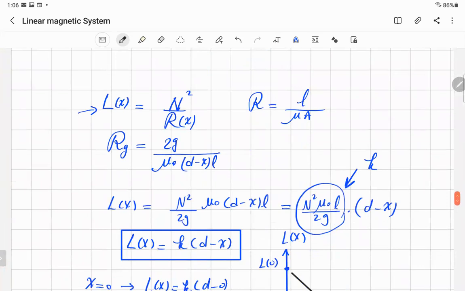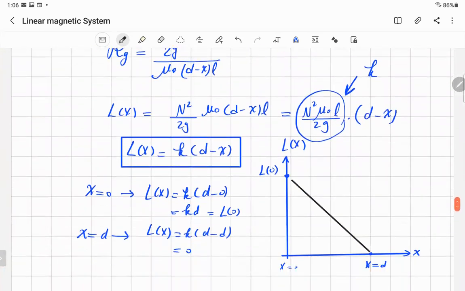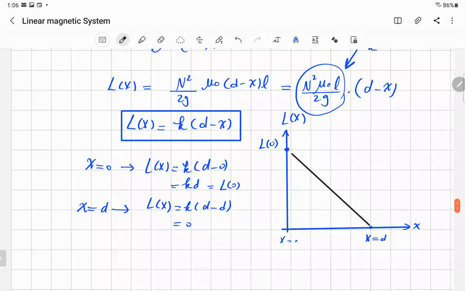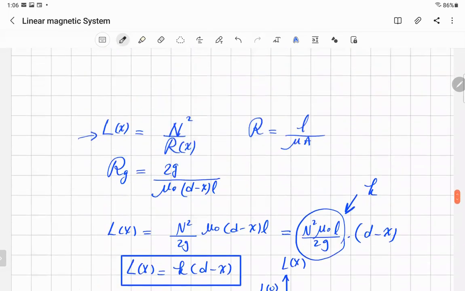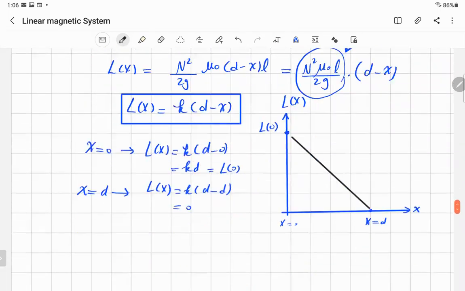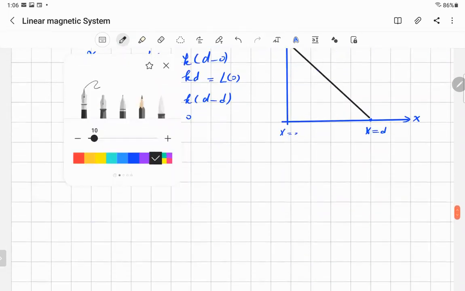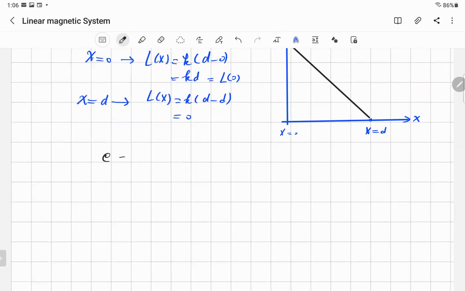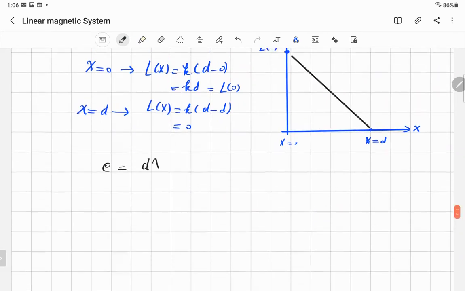So we did the first part, where we found the relationship between L, the inductance, and the displacement X or the air gap. We need to do the second part. The second part: you want to find the EMF produced in this device across this line. So we have to know the basic relationship for the induced EMF. The induced EMF, E, is equal to the change of the flux linkage with respect to time. That's the main equation.